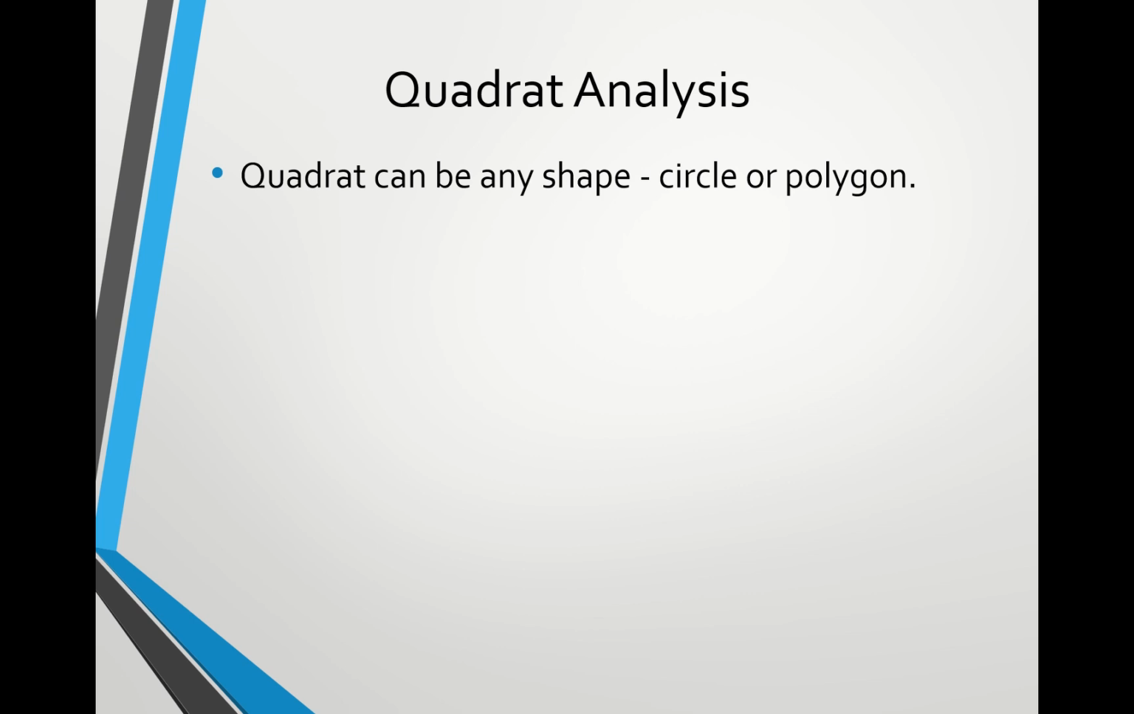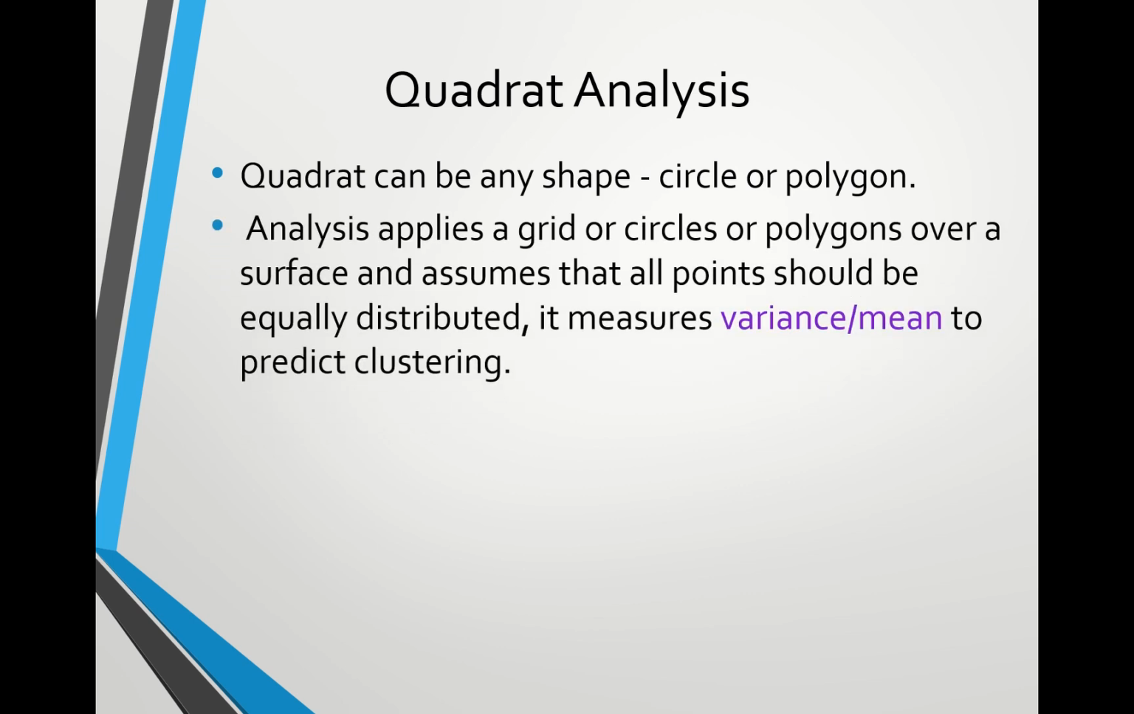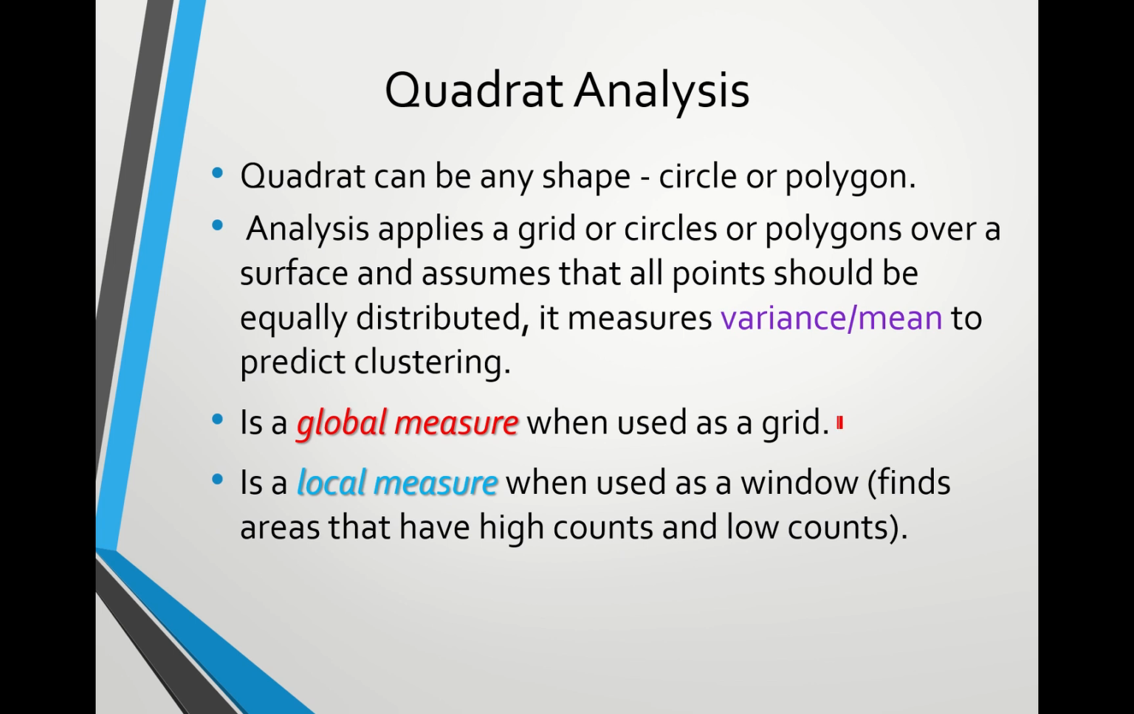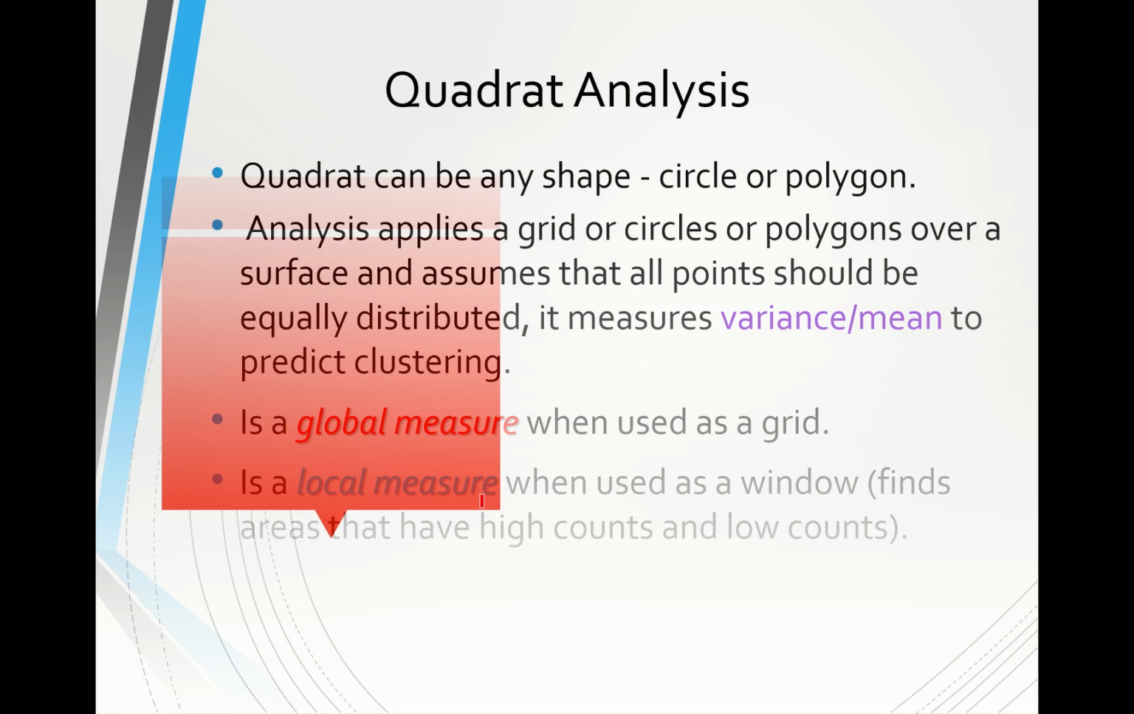So again, your quadrant can be any shape, circle or polygon. And the way that you usually want to analyze the variance is to look at the relative variance, like the coefficient of variation of the points between the quadrants themselves. And so when we use a grid, the quadrant analysis is basically a type of global measurement of correlation. And then if we move the quadrant around within the area, it can be used as a local measurement.